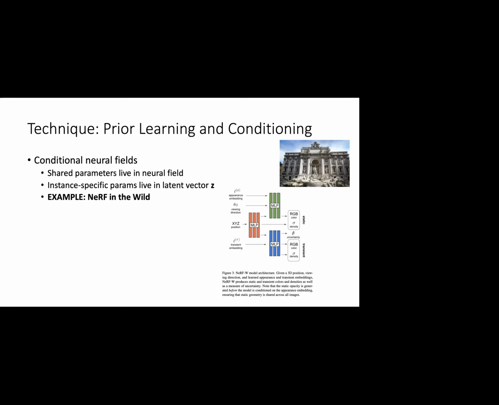What NERF in the wild does is it says, okay, let's say we have a learned appearance embedding, which is all the stuff unique to a picture. We're just going to pull that out, use a neural network to learn that, and separate it from the rest of what we're doing. And then we're going to let our neural field network just learn the 3D geometry and radiance field. And that means that you can take all these images from the internet and fly around national monuments, things like that.